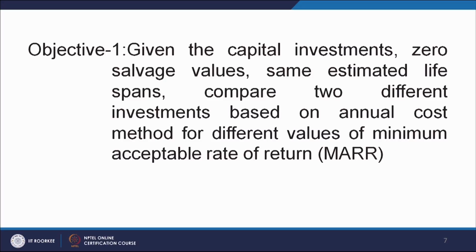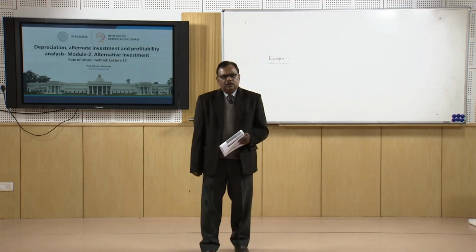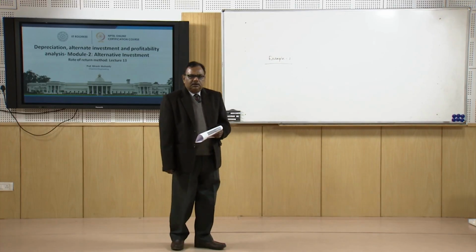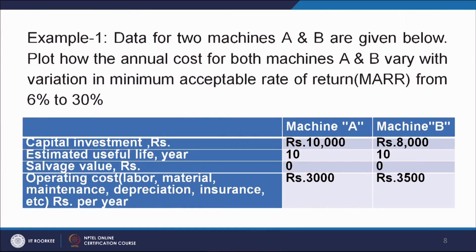Now, objective 1: given the capital investment, zero salvage value, same estimated life spans, compare two different investments based on the annual cost method for different values of minimum acceptable rate of return. So, we will be using the annual cost method to demonstrate the rate of return method. Now, let us see example 1. Data for two machines A and B are given below. Plot how the annual cost of both machines A and B vary with variation in minimum acceptable rate of return, that is MARR, from 6 to 30%.